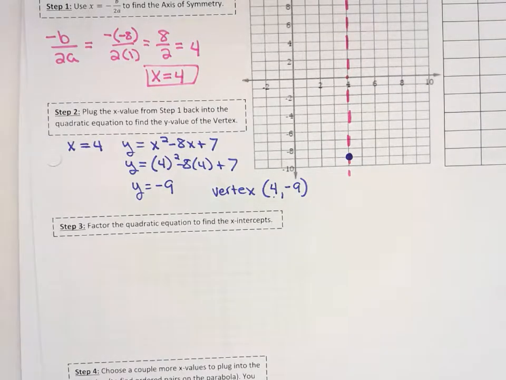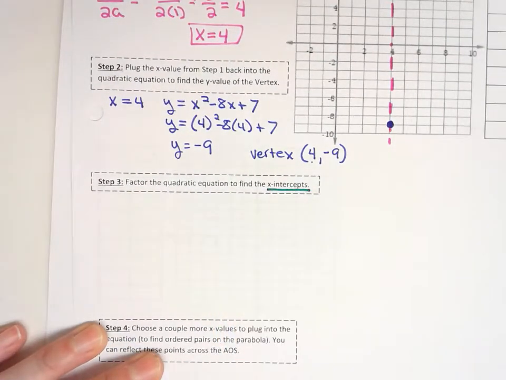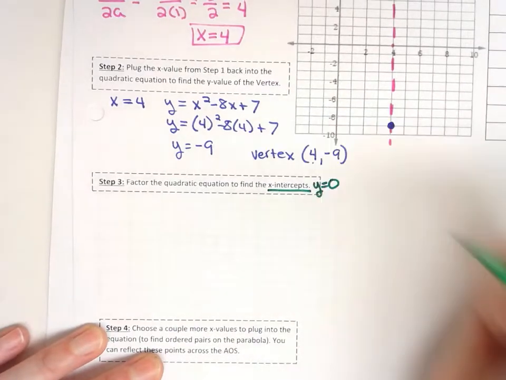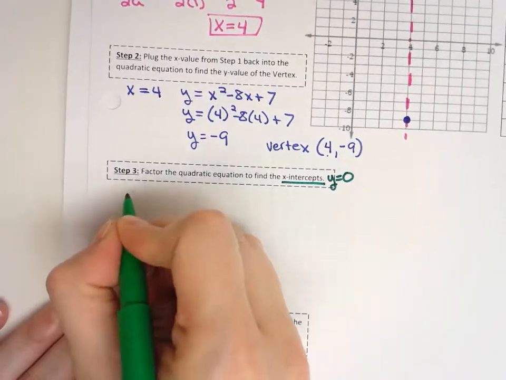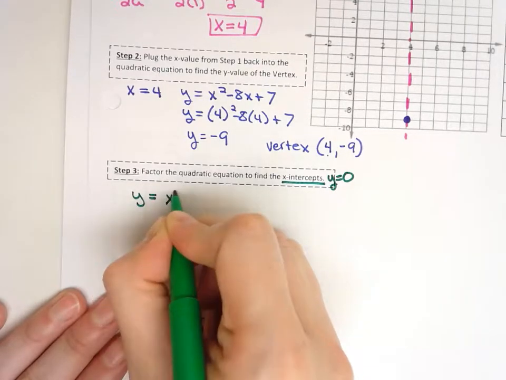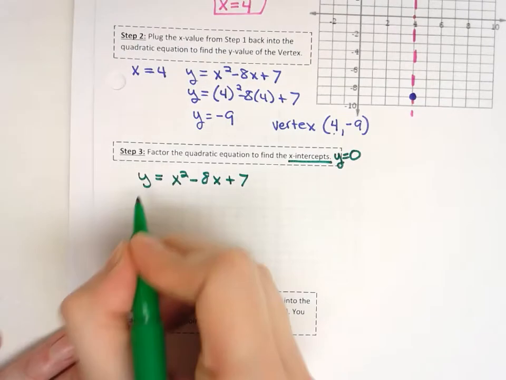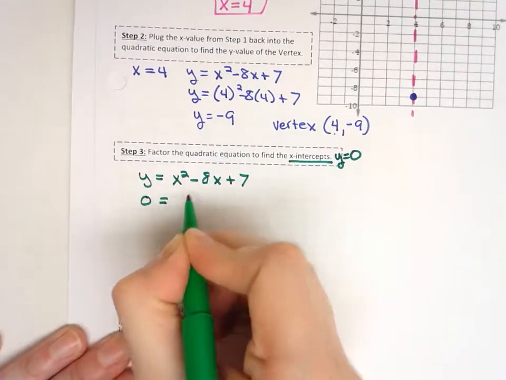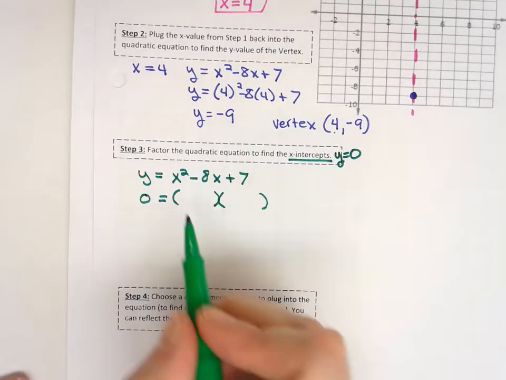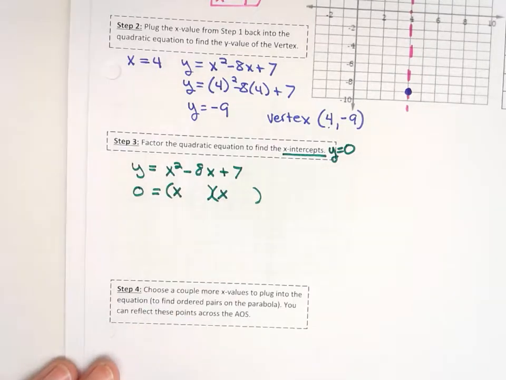Now for step number 3, we need to factor the quadratic equation to find the x-intercepts. So guys, when you are crossing the x-axis, that means y equals 0. So the original problem was y is equal to x squared minus 8x plus 7. We are looking for where the y value is equal to 0, and we are going to have to factor this trinomial. Now it doesn't have a number in front of the x squared, which means we can jump straight to putting our x's in the parentheses.